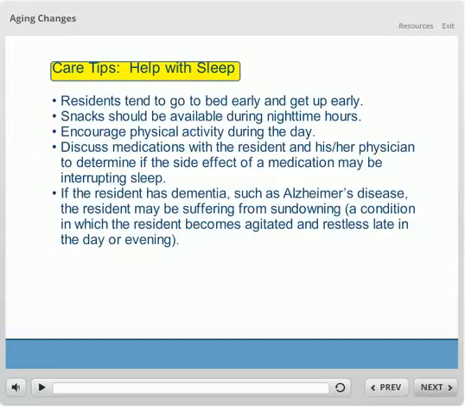Some care tips to help with sleep. Residents tend to go to bed early and get up early. Snacks should be available during nighttime hours. Encourage physical activity during the day. Discuss medications with the resident and his or her physician to determine if the side effect of a medication may be interrupting sleep. If the resident has dementia, such as Alzheimer's disease, the resident may be suffering from sundowning. This is a condition in which the resident becomes agitated and restless late in the day or evening.